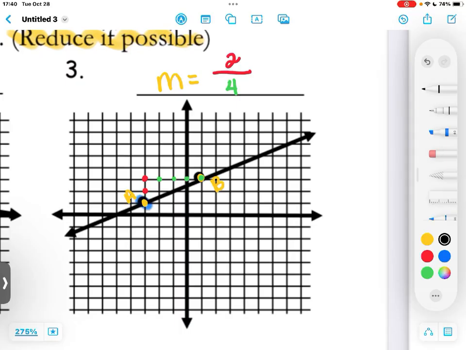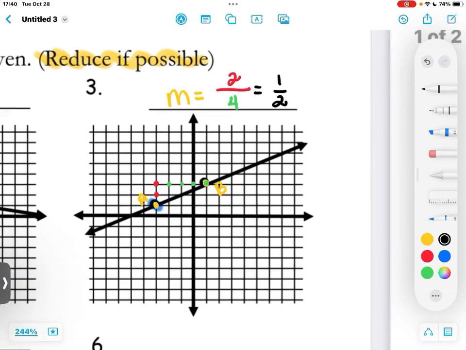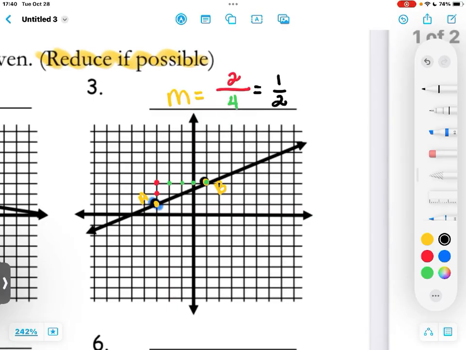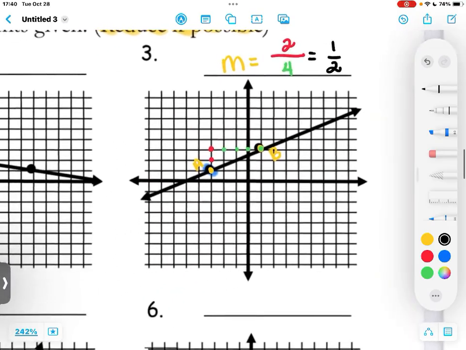Now this one is a little bit different. This is a 2 over 4. This would reduce down to 1 over 2 or 1/2. Now depending on what teacher you have, you may want to reduce it down to 0.5. I like to keep mine as fractions, so I'm going to keep it as 1/2 because 2 over 4 does get reduced down to 1/2.